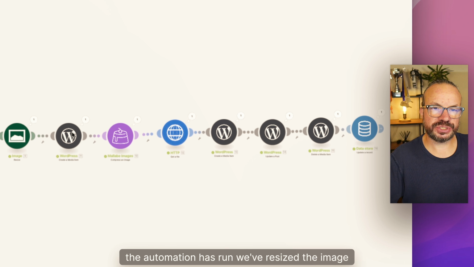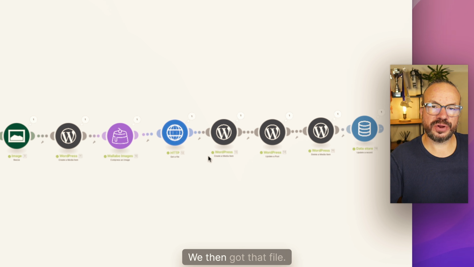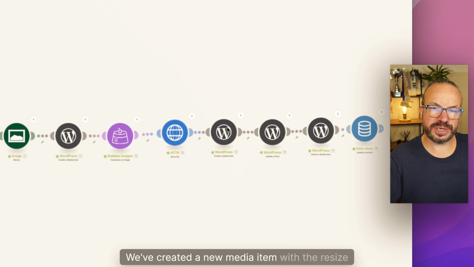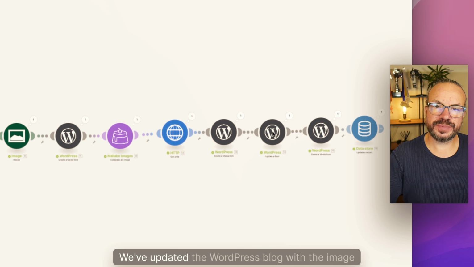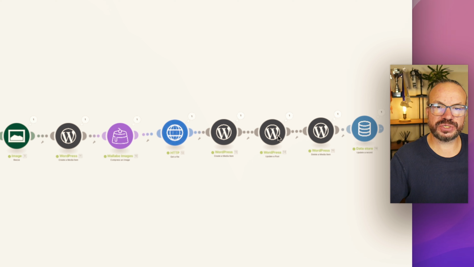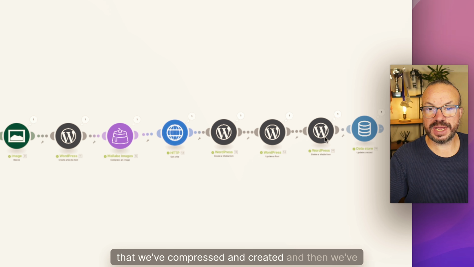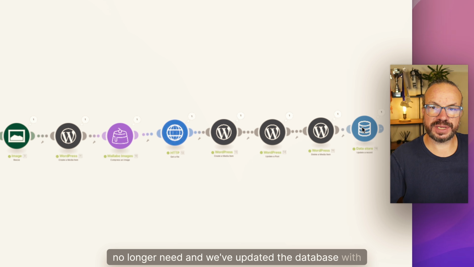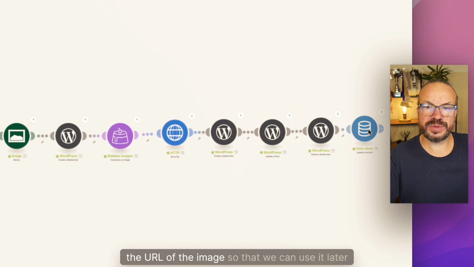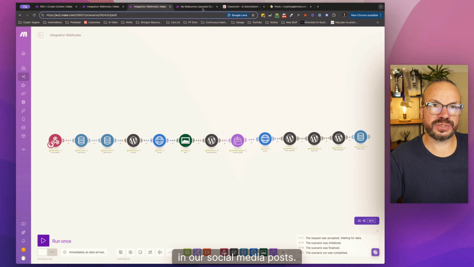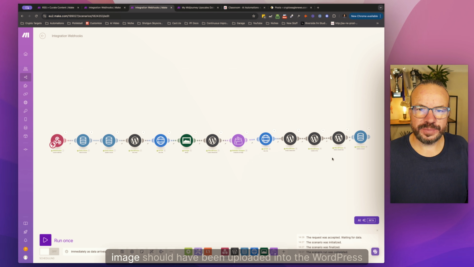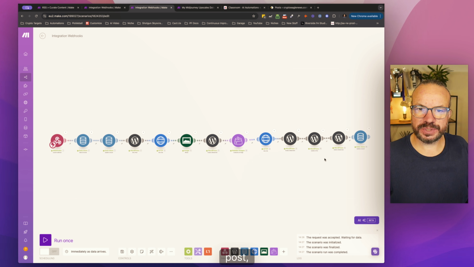We've resized the image. We've created a media item in WordPress with that image that we've uploaded. We've provided that URL to Malibu to compress the image. We then got that file. We've created a new media item with the resized compressed image. We've updated the WordPress blog with the image that we've compressed and created. And then we've gone ahead and deleted that larger image that we no longer need. And we've updated the database with the URL of the image so that we can use it later in our social media posts.